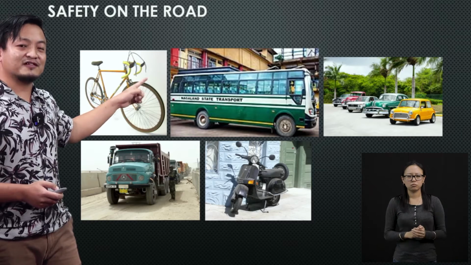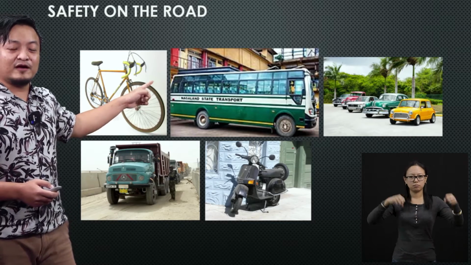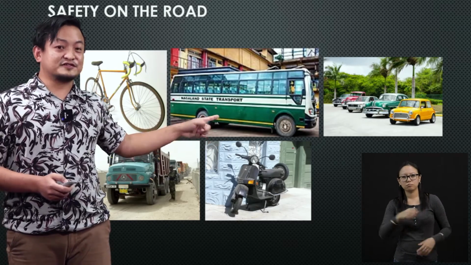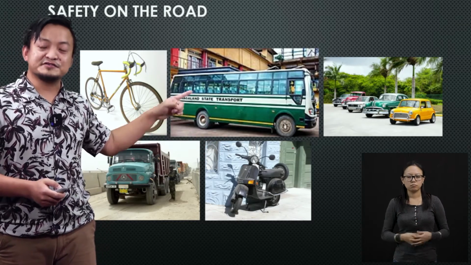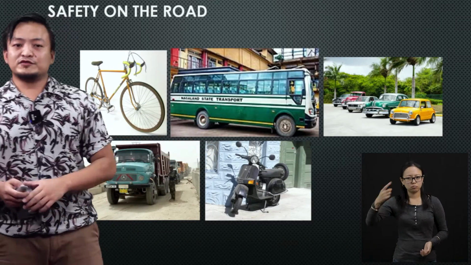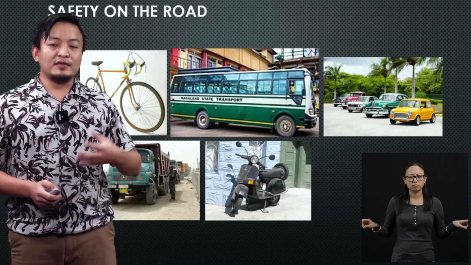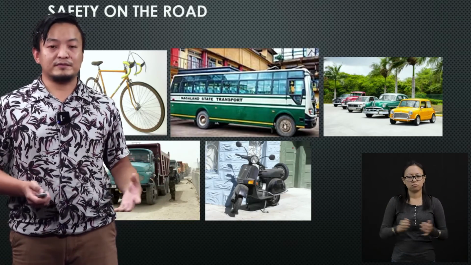And here, a bicycle. How many of you like riding a bicycle? I like riding a bicycle. Okay, and here we have a scooter, okay? A scooter. It's a two-wheeler, okay? So students, we see all these different types of cars and two-wheelers on the road.